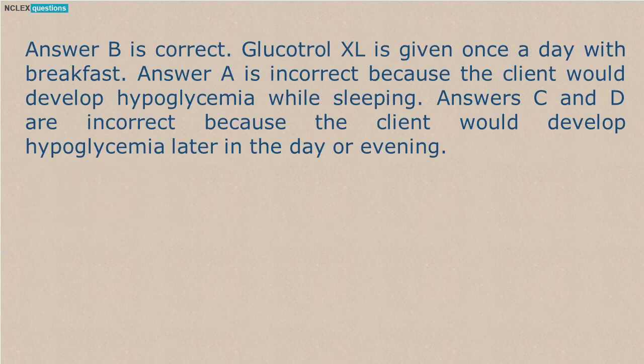Answer B is correct. Glucotrol XL is given once a day with breakfast. Answer A is incorrect because the client would develop hyperglycemia while sleeping. Answers C and D are incorrect because the client would develop hyperglycemia later in the day or evening.